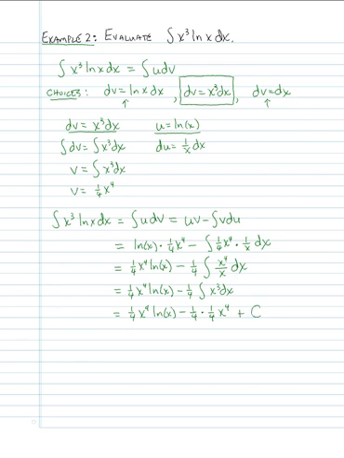And of course, we'll finally clean this up by multiplying those two 1/4s together. So we have 1/4 x to the fourth times natural log of x minus 1/16 times x to the fourth plus our constant of integration. There is our result. Well, that was kind of interesting, wasn't it?